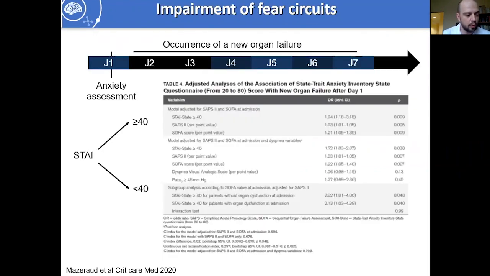Another impairment that we have observed is the behavioral changes. In a study, we observed patients upon ICU admission and evaluated their level of anxiety. We separated the cohort into patients with high anxiety and low anxiety, and we have shown that it is associated, in the first 7 days, with the occurrence of a new organ failure. And this is independent of the observable severity upon admission.